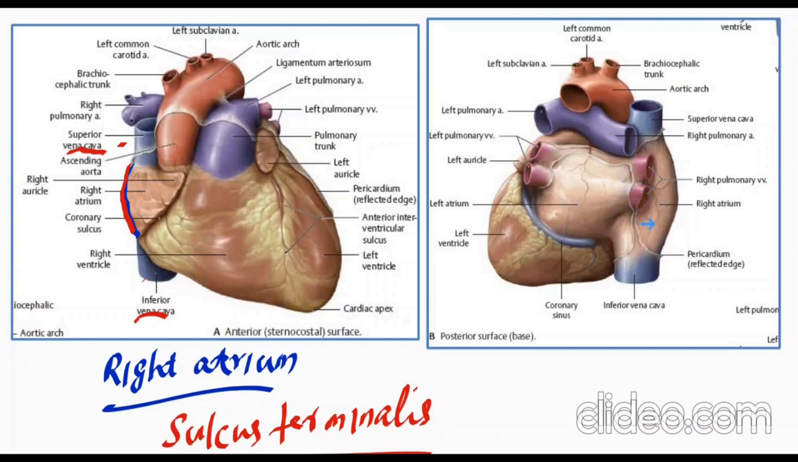In the other diagram you are seeing the posterior surface of the heart, where you can see the left atrium, and here you see the right atrium. The right atrium is clearly seen. The superior vena cava opens at the upper part of the right atrium and the inferior vena cava at the lower part.